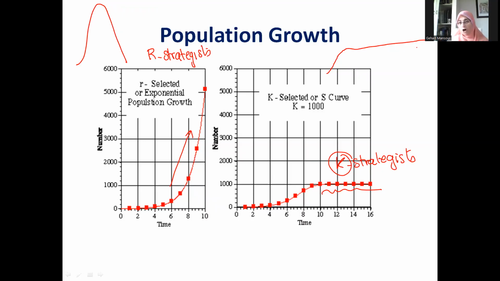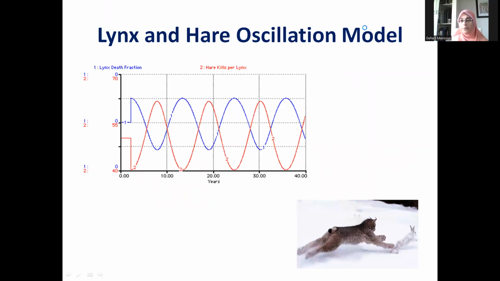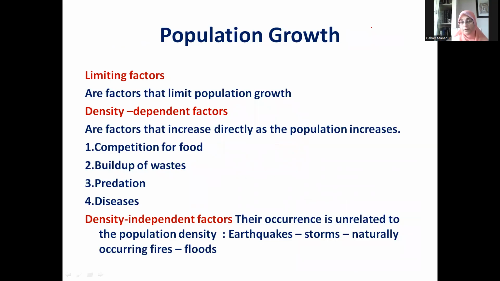When we talk about R strategists or K strategists, we talk about a particular environment or a particular area during a particular period of time. We cannot leave it open. We have to specify the area and we have to specify the time. I will not be repeating the Lynx and Hare oscillation model because we have mentioned it before, but it's just the oscillation around the carrying capacity for each of them.